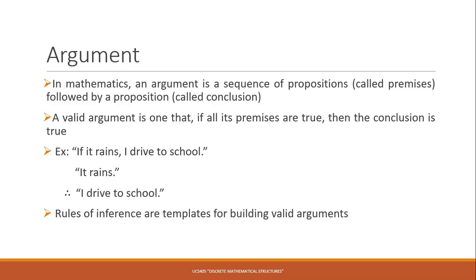Here we have one example. Two premises are there. First is, if it rains, I drive to school. Second is, it rains. If these two premises are true, then we can say our conclusion, I drive to school, is also true. So this is a valid argument. We can use rules of inference for building valid arguments.